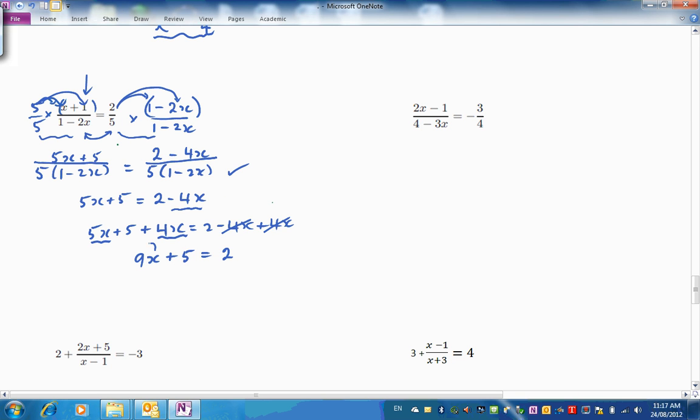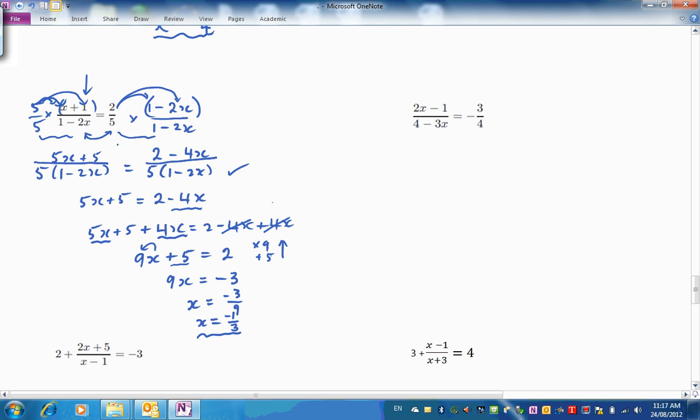What's been done to x? Been times by 9. And then 5's been added. Unpack your present. Let's reverse those steps. Let's subtract 5 from this side. We're left with 9x. Subtract 5 from 2. 2 take 5 is neg 3. Dividing them by 9, x will be neg 3 over 9. And we can cancel by 3's. So this will be neg 1/3 for our answer.